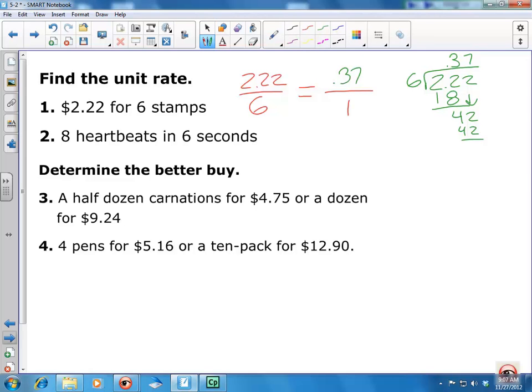All right, let's take a look at the next one. The next one says 8 heartbeats in 6 seconds. Well, again, we're trying to figure out how many times your heart is going to beat in, say, 1 second.